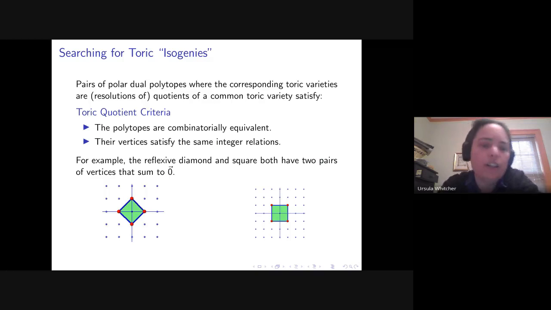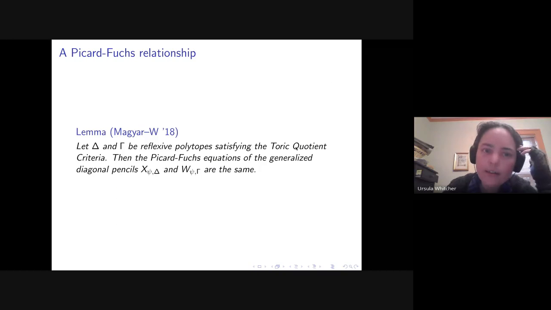And just to show you what that looks like in practice, let's go down to 2 dimensions for a second. Here's the diamond and the square. The diamond and the square, or if you want to be more technical about it, the cross polytope and the 2-cube, each have 2 pairs of opposite vertices that sum to 0. And this would give you a product of projective spaces on one side and then the mirror of a product of projective spaces on the other side. And you can prove a cute little lemma.